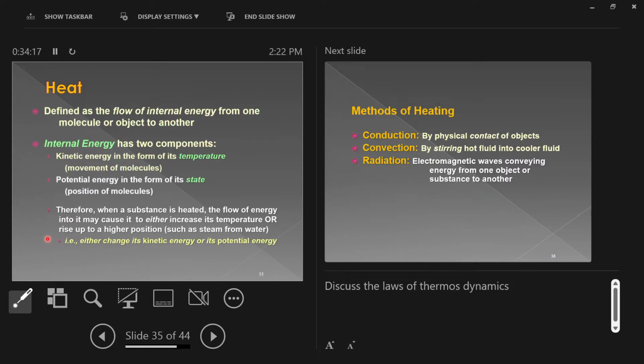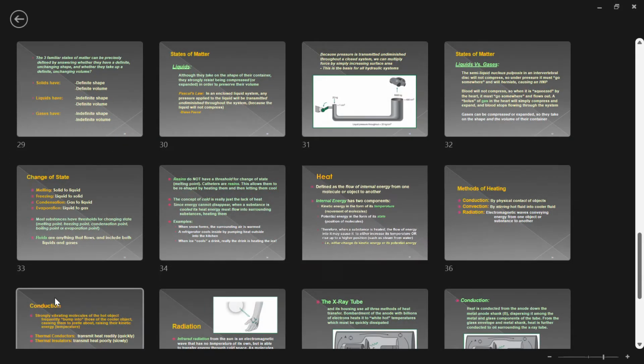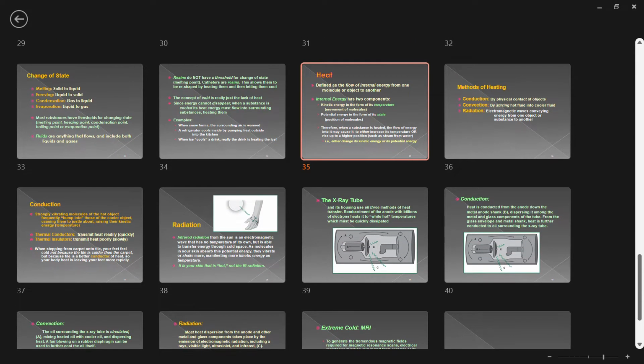Heat is just the flow of energy from one molecule to another. That's all heat is, okay? Internal energy has two components: kinetic energy in the form of temperature, the movement of molecules, and potential energy, as in the state of the molecules. When a substance is heated, the flow of energy into it may cause it to either increase its temperature or raise up to a higher state, such as when water turns to steam. So that's what heat is.